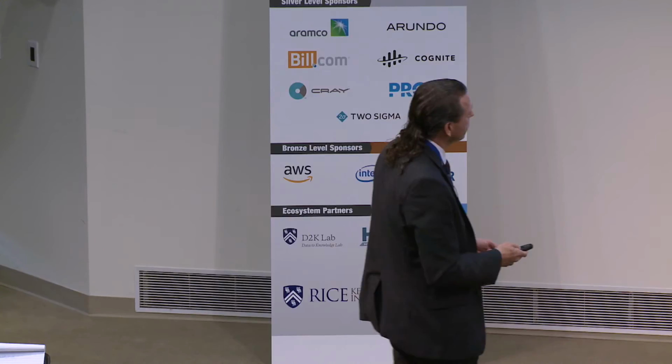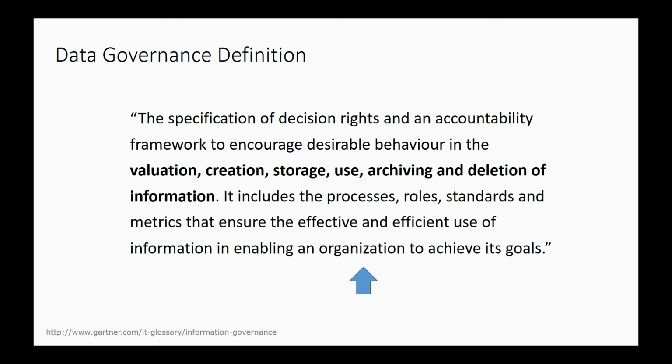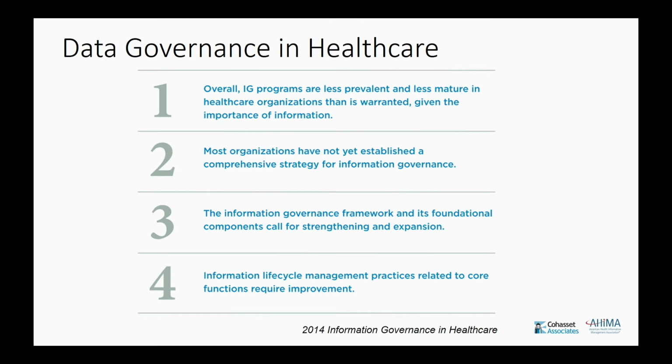This is from Gartner. They do some good work. Specification of decision rights, accountability framework to encourage desirable behavior in the valuation, creation, storage, use, archive, and deletion of information, processes, roles. And healthcare in particular has been very far behind in this paradigm. In fact, in general in healthcare, data governance or information governance programs are less prevalent than in other contexts. Most organizations have not yet established comprehensive strategies for information governance. The information governance framework and its foundational components call for strengthening and expansion, and the life cycle process is not mature. Despite IOM's encouragement in going in this direction, we're not really there.